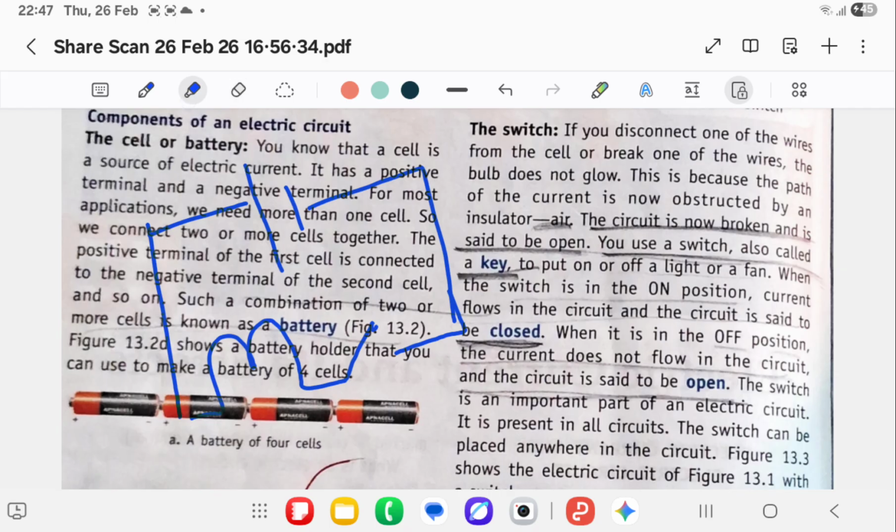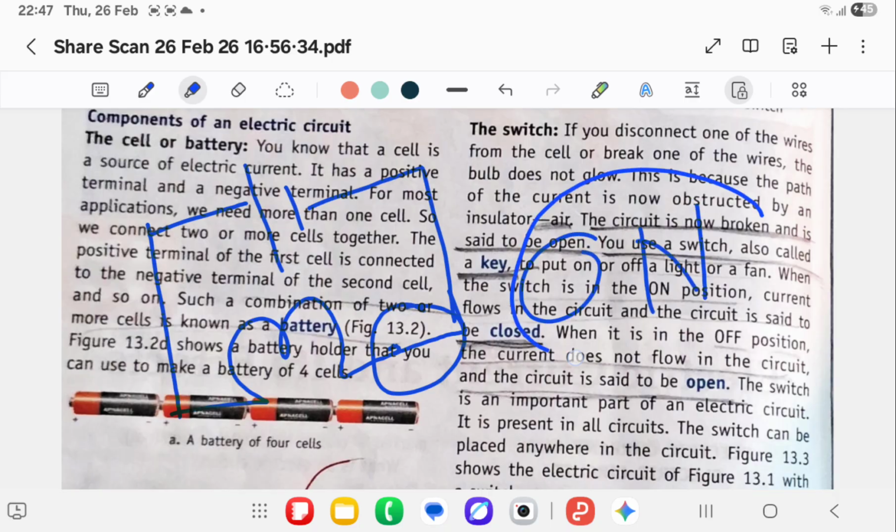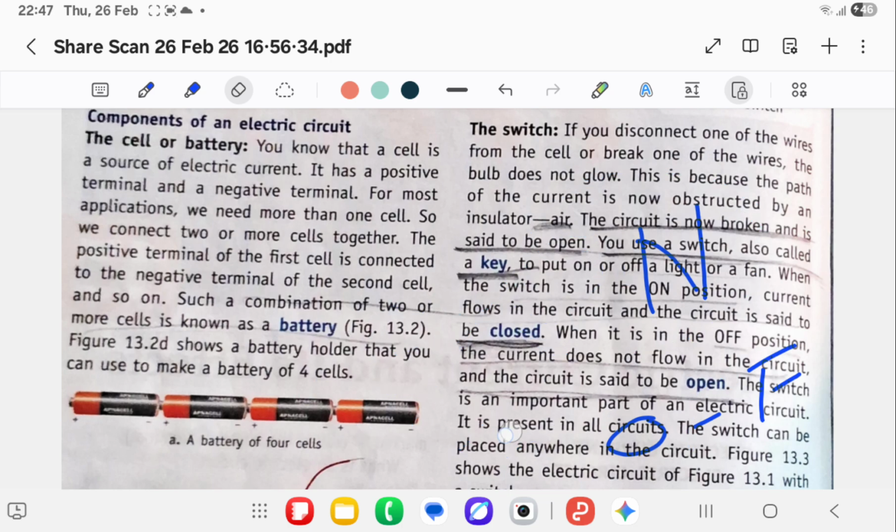Now if this is touching each other, now what is happening? This circuit is closed. The circuit is termed to be closed and the switch is on. Clear? So whenever you switch on your switch, the circuit is closed. Whenever you switch off your switch, the circuit is open. Clear, everyone? Okay, now next, what is the function of your switch? To maintain the flow of the current.